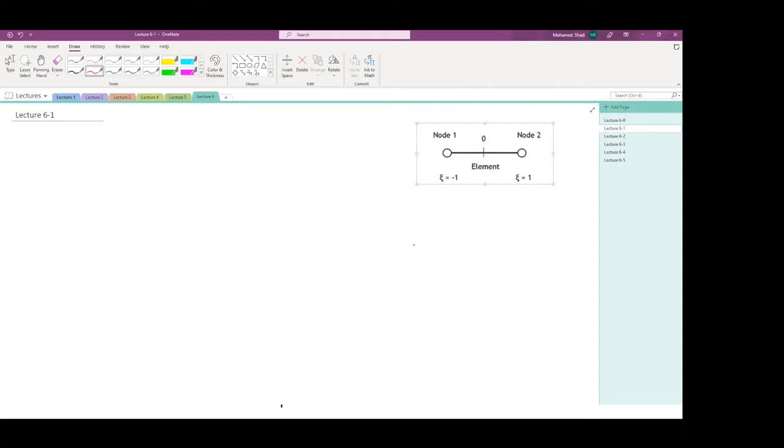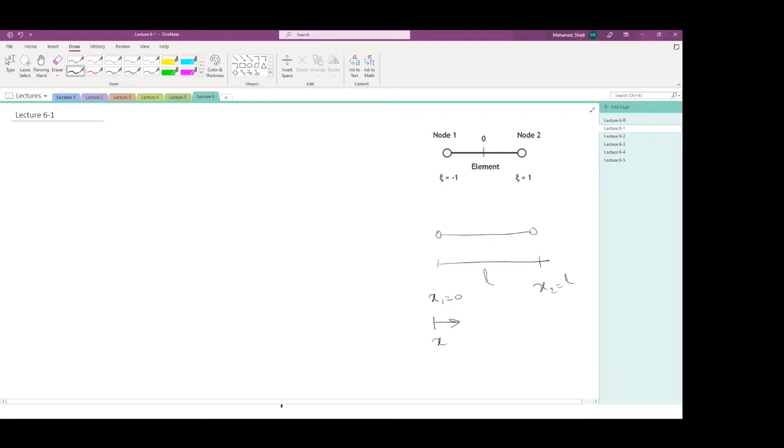Now, first of all, we have the original element. So we had the original element of length L, and then we have x1 to be 0 and x2 to be L. So this is what we had in the past. All right, so this is the x coordinate system, and it goes between 0 and L. Now we are going to forget about this for the time being.